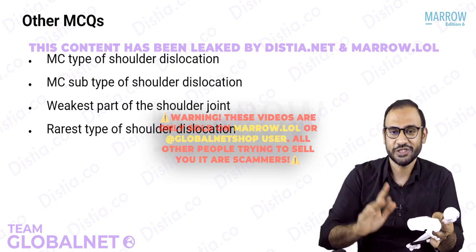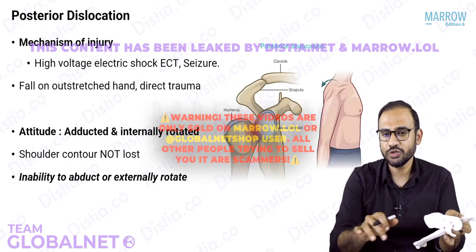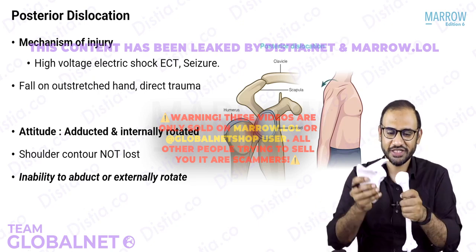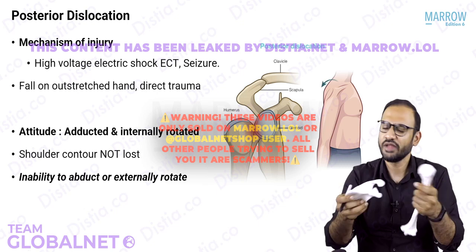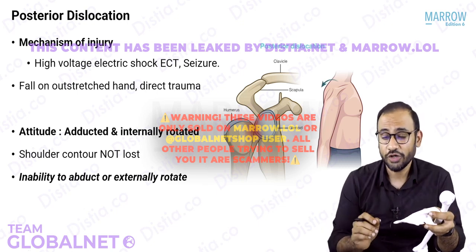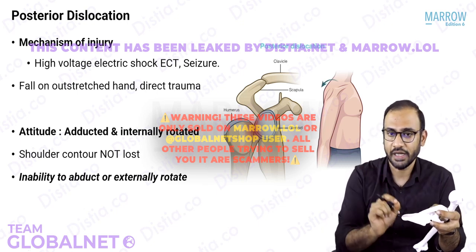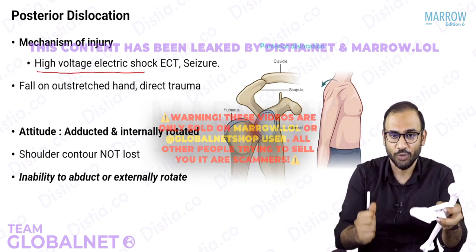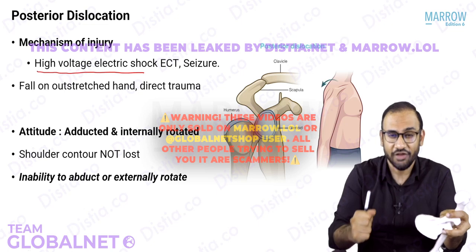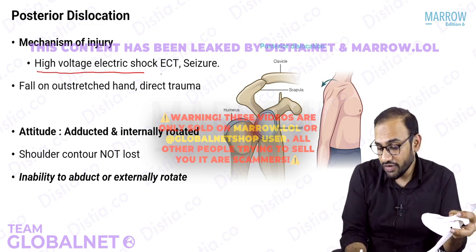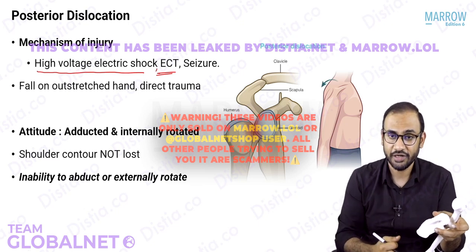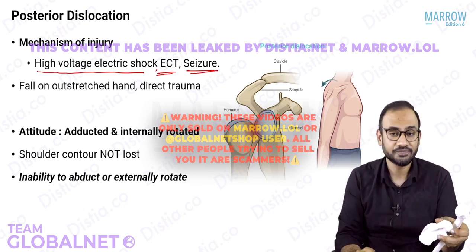Moving on to posterior shoulder dislocation. Now, posterior dislocation is quite literally the opposite of anterior shoulder dislocation. Here, the head of the humerus goes posteriorly. Again, the mechanism of injury can be fall on an outstretched hand, but here there is a unique mechanism. There is a high voltage electric shock. Okay, as in your body shaking vigorously, high voltage electric shock, or electroconvulsive therapy, or post-electroconvulsive therapy that you give to psychiatric patients or seizure patients.